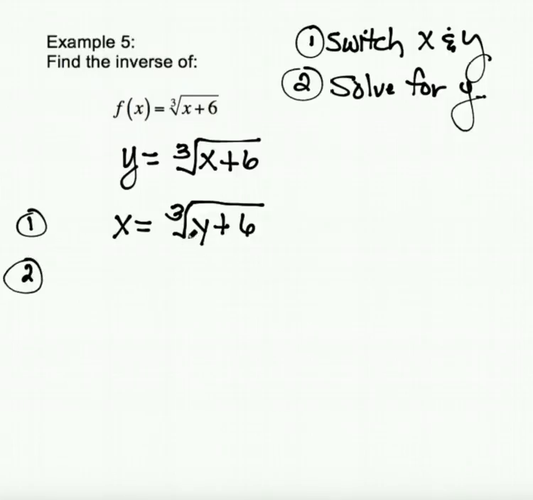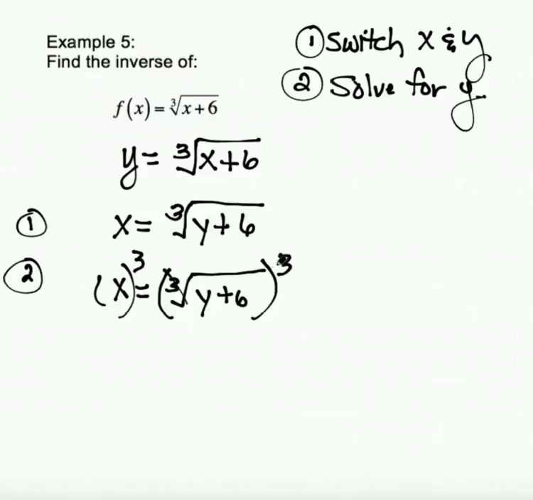So I need to get this y by itself, which means I'm going to have to get rid of this plus 6, and I'm going to have to get rid of this cube root. Well, to get rid of the cube root, so I'm going to rewrite what I have, x equals the cube root of y plus 6. To get rid of a cube root, you cube both sides.